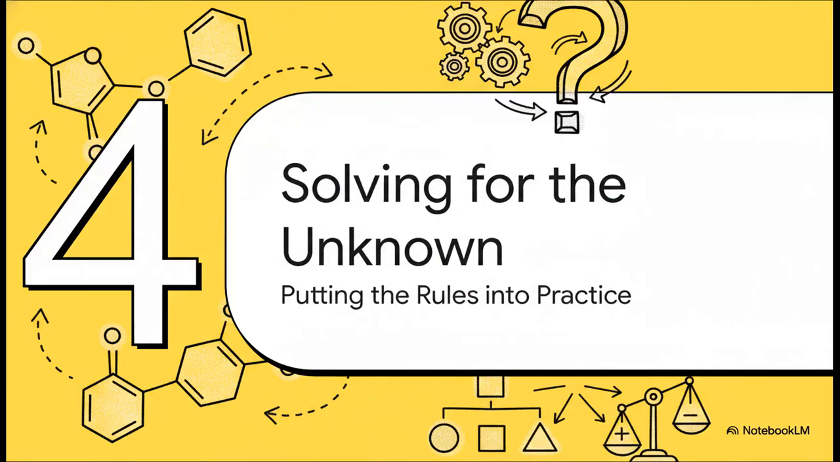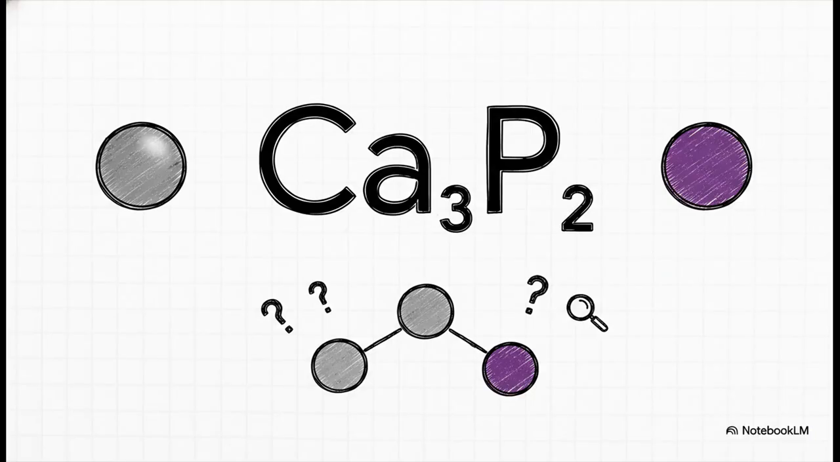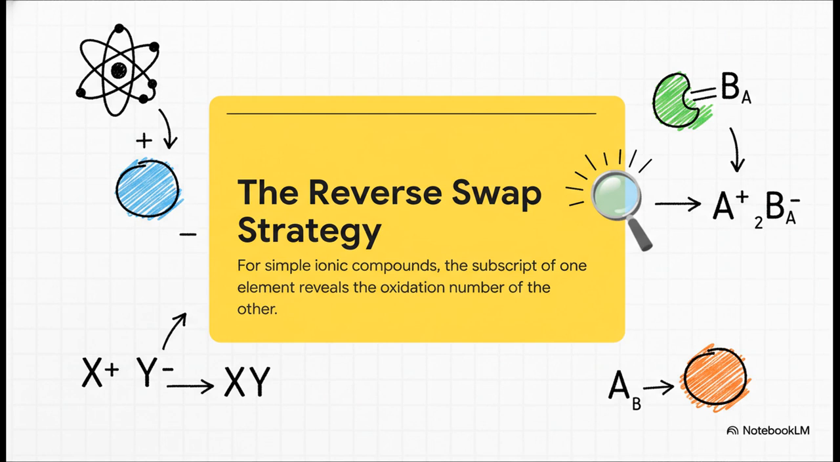Okay, enough theory. Let's put these rules into practice, right? We're going to solve for the unknown oxidation numbers in 2 totally different compounds, and that's going to require 2 totally different strategies. So our first challenge is calcium phosphide, or Ca3P2. Right away, we see it's a metal bonded to a nonmetal, which is a dead giveaway that it's an ionic compound. And for simple ionic compounds like this one, there's this fantastic little shortcut we can use. It's called the reverse swap. Just think about how these simple ionic compounds are even formed. The charges of the ions kind of swap places and drop down to become the little numbers, the subscripts. So to find the original oxidation numbers, we just reverse that whole process.